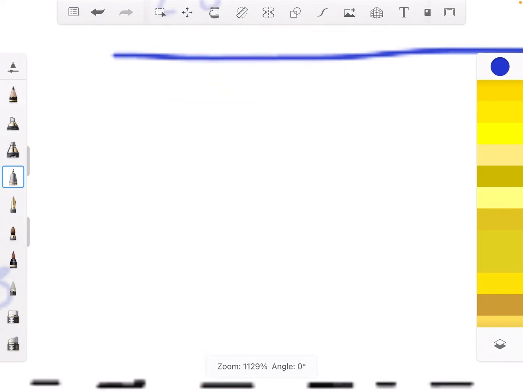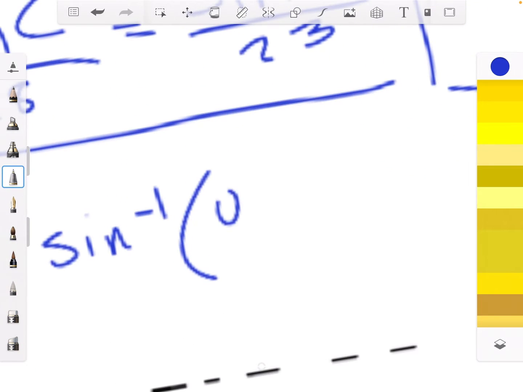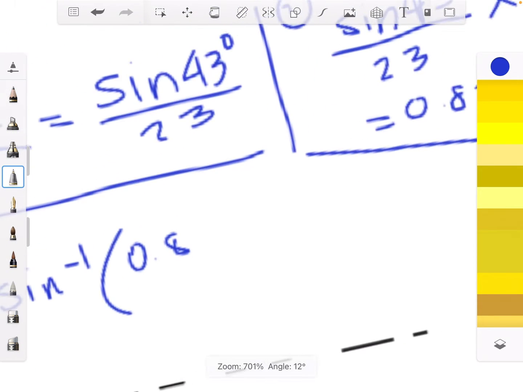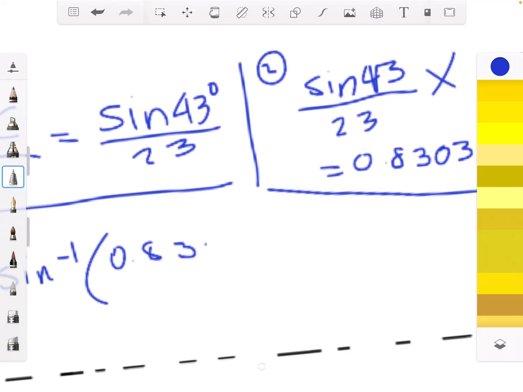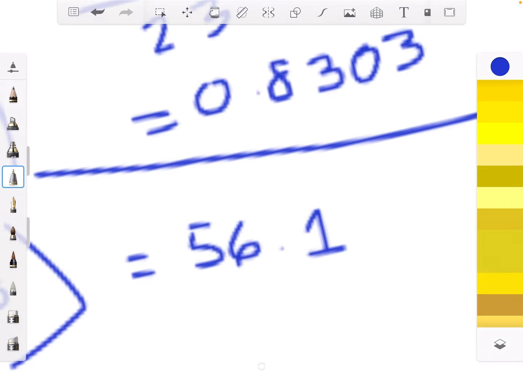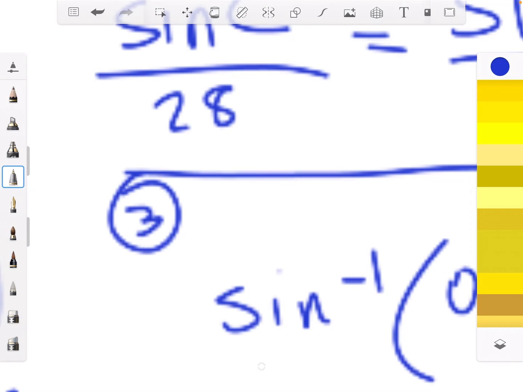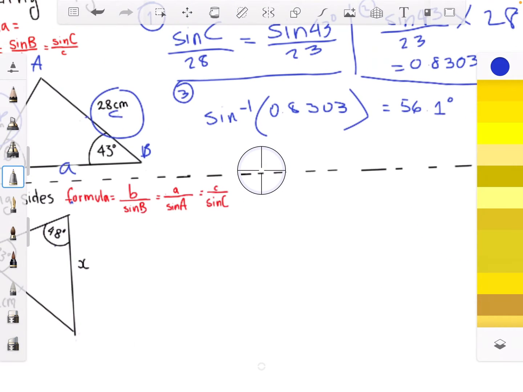Your final step is you have to inverse sine. Basically like this, you write 0.8303 into your calculator, and this will give you 56.1 degrees. That's your step 3 and you're done. That's how you find your angle.